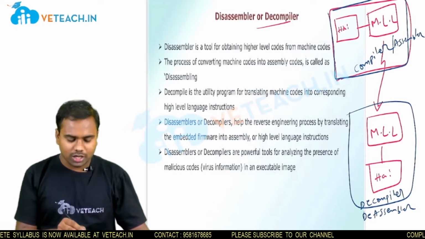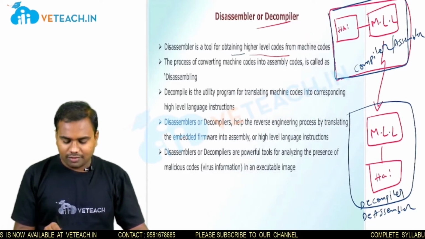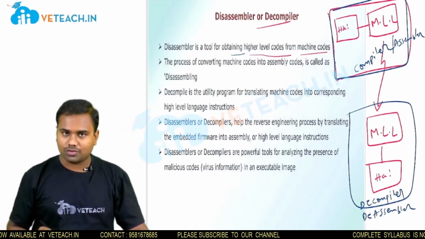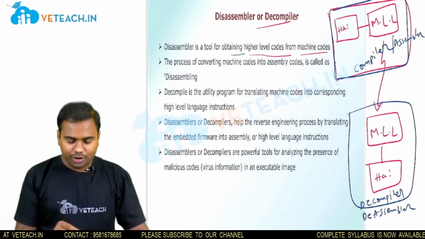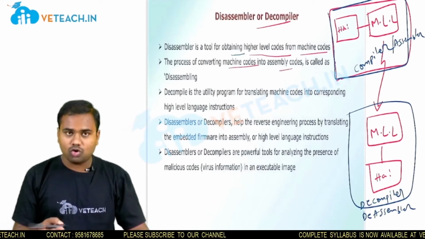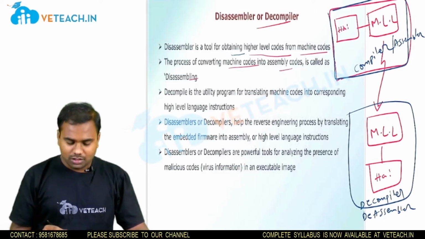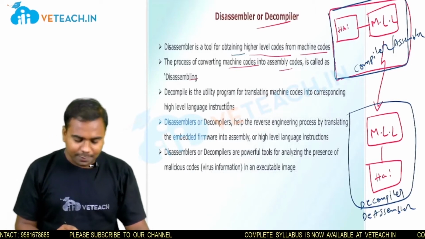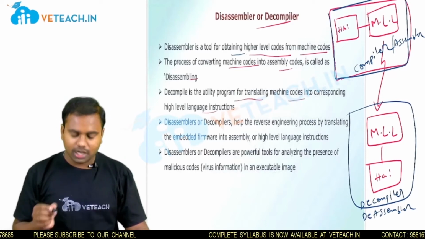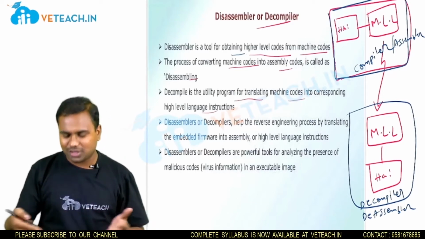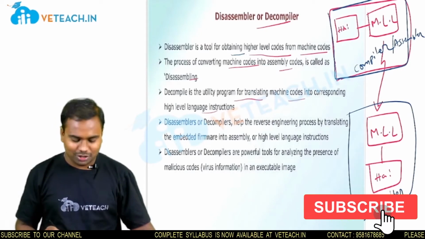Okay, here I wrote up some points, and we will look into them. A deassembler is a tool for obtaining high level code from machine code. Converting machine codes to assembly codes is also called deassembling. A decompiler is a utility program that translates machine codes to the corresponding high level language instructions. We already discussed these points in the diagrammatic representation.